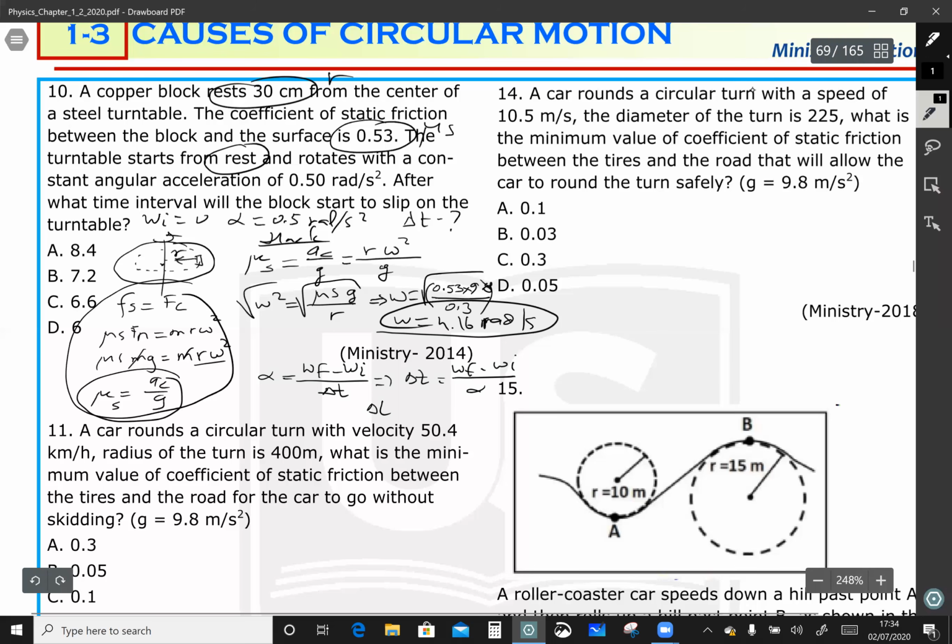So omega final is 4.16. Initial is 0 because it starts from rest, divided by alpha, which is given as 0.5. This is the angular acceleration, 0.5. When you divide 4.16 by 0.5, you will get the answer 8.32 seconds. So check the answers. Which one is closer? 8.4 is the closest answer. So the answer must be A for this question.